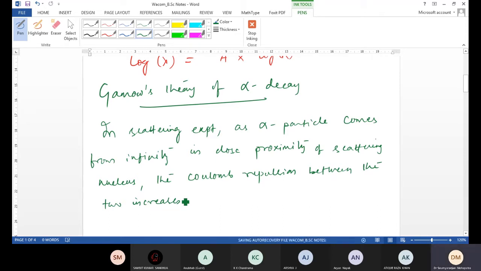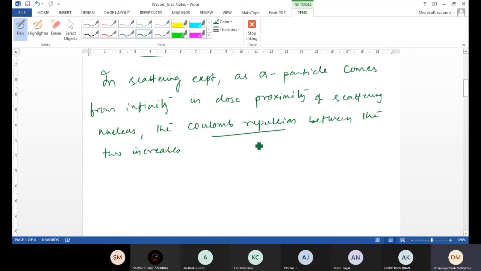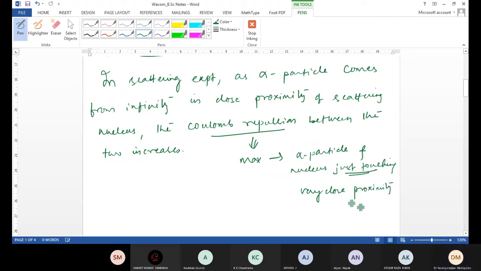Okay, this would happen. So let us assume that during the scattering experiment, the alpha particle is coming from infinity in close boundary to this scattering nucleus, and because of the positive charge, they will get repelled. So when the nucleus and alpha particle are just touching each other, at that time we can say repulsion is maximum. Don't assume that they are touching each other. They are very close. Just touching means very close proximity. When they are very close to each other, then you can say that this Coulombic repulsion is maximum.